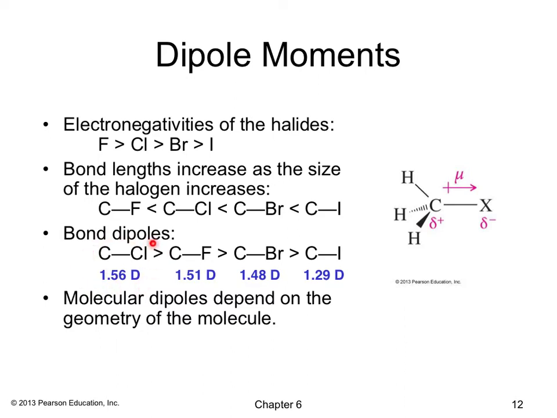This is where you get some trickiness that doesn't follow these two orders. Now you have CCl being the greatest dipole, followed by CF, then CBr, and CI. So the molecular dipoles depend on the geometry of the molecule.